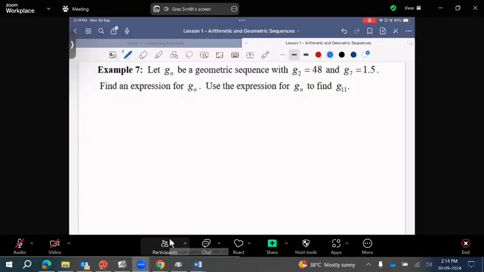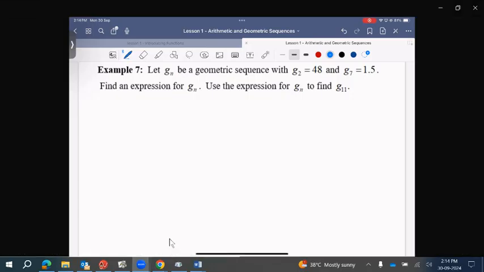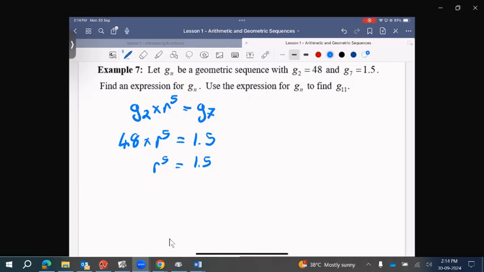Okay, so what we need to do is how many lots of R do we multiply G2 by to get to G7? We need 5 lots of R. Let's put our numbers in. We get 48 times R to the 5 has to equal 1.5. So this means R to the 5 is equal to 1.5 over 48.